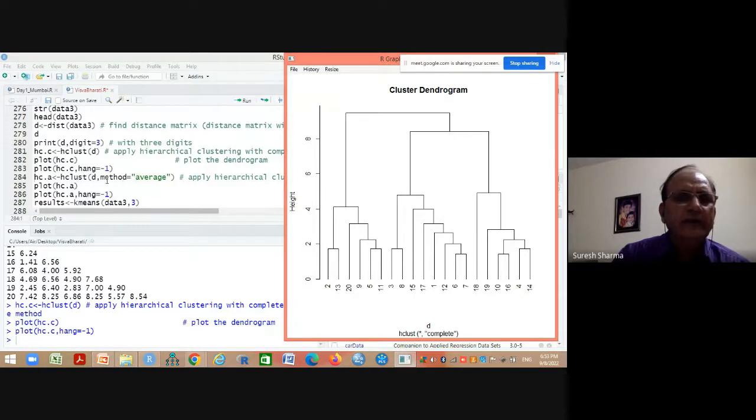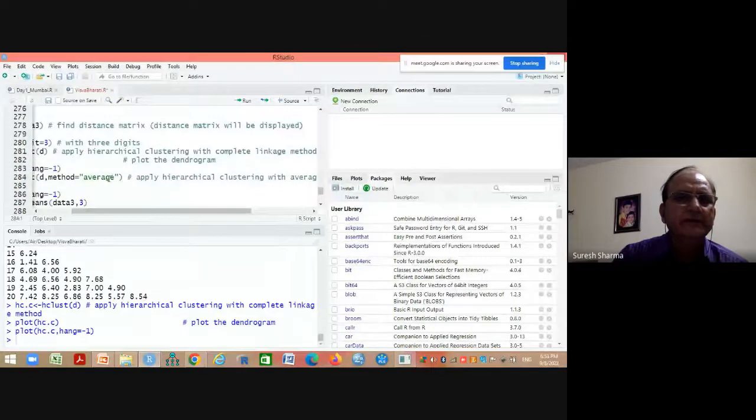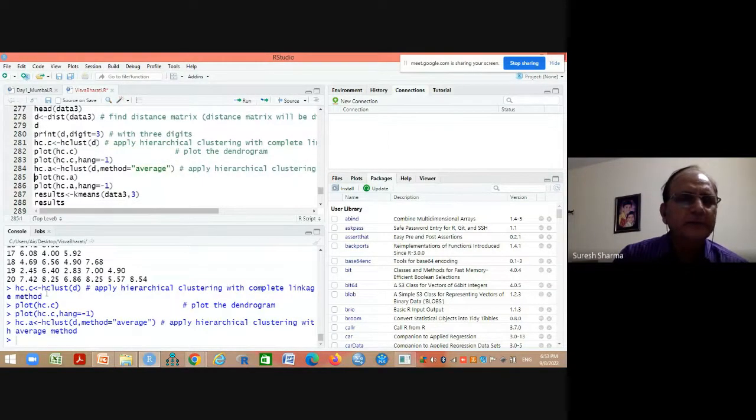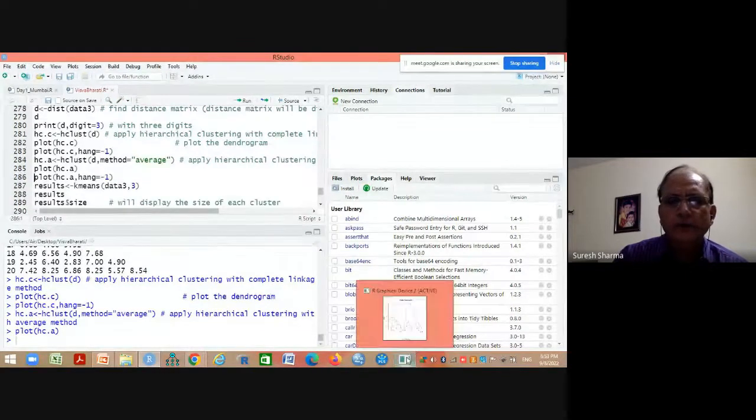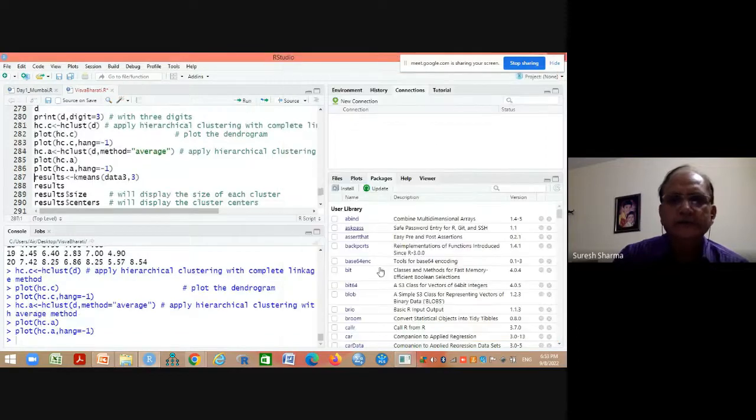Then use the average method. Apply hierarchical clustering with the average method. So I'm just using method equal to average. A stands for average. HC stands for hierarchical clustering. So I am using this method and then plotting this hierarchical clustering. And if you see the plot, it will look like this. So this is based on the average distance. And hang 1 also you can check. This is hang 1.